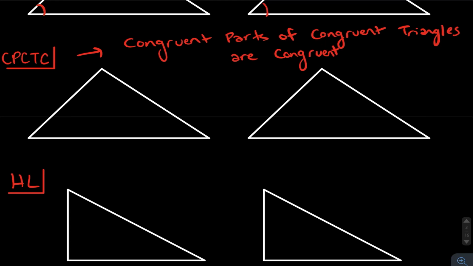But yeah, so what this whole CPCTC thing means is that you have, let's say these 2 triangles are congruent, right? So let's say this is congruent to this. Okay? Let's say that they're congruent by side, side, side, right? Which, remember, that means that all 3 sides are congruent. Okay? Well, now we also know by CPCTC, right? We will also know that these angles are going to be congruent as well.